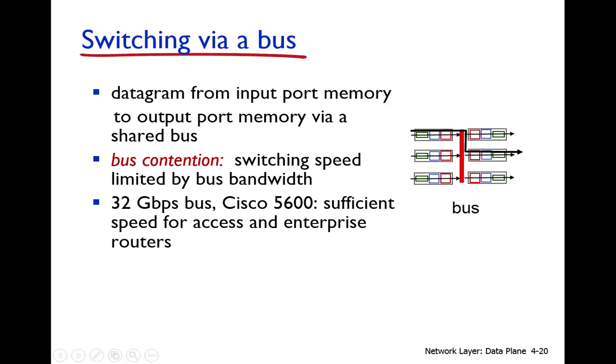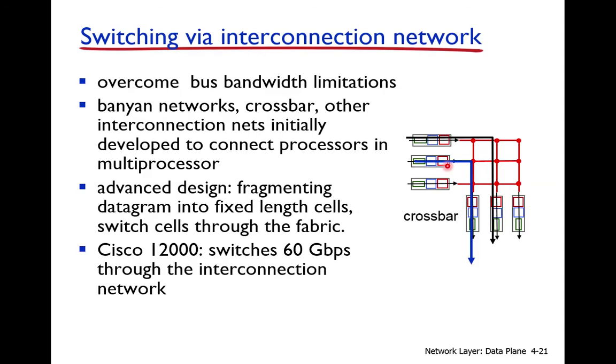So the crossbar removes this limitation. How? You can see that this input port, for example, wants to transmit data to this output port, so it will move this way. And this input port wants to transmit data to this output port, so it will move this way. These two data packets don't intersect with each other, so they can be forwarded at the same time. This is the advantage.